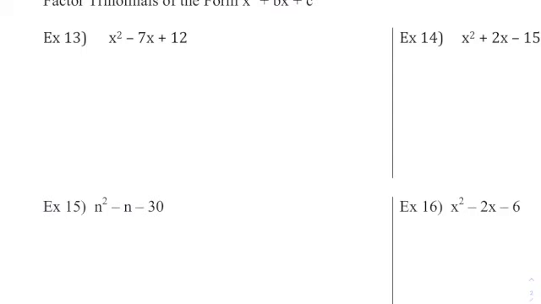Factor trinomials of the form x squared plus bx plus c. Now, I want you guys to be really careful with the form. Notice I don't have any number in front of x squared except 1. So this set of factoring is very simple. If you can follow this real quick, you can do this in your head, all right?